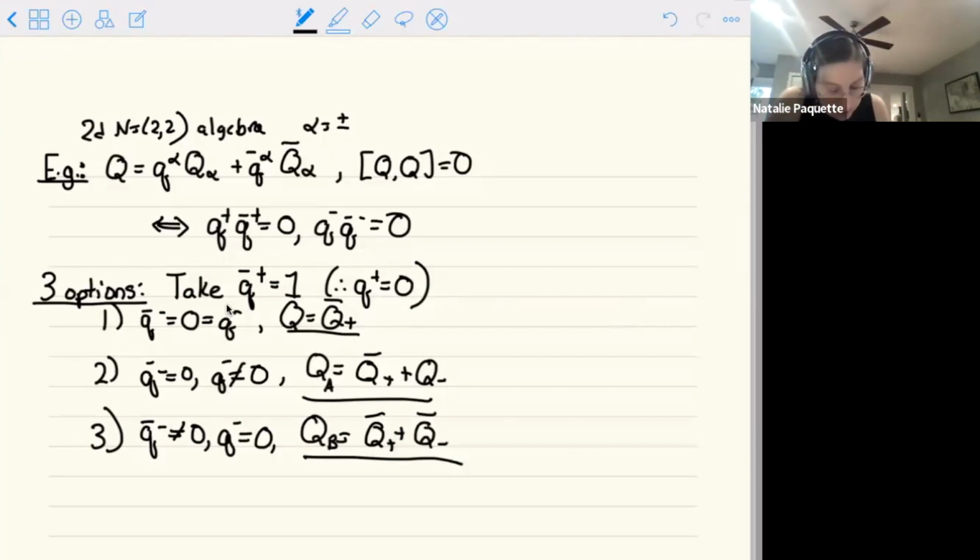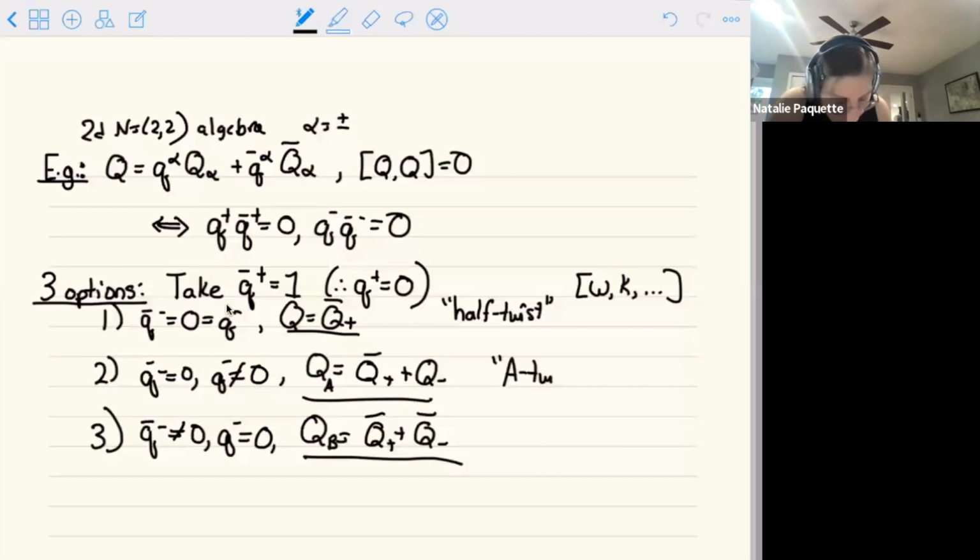So these are the 3 inequivalent possibilities for twists. The first one is what's called the half twist, and it was studied by Witten, Kapustin, and various others. The second twist is called the A twist, and the third is called the B twist. And after the break, we will explore some of the properties that these different twists have.